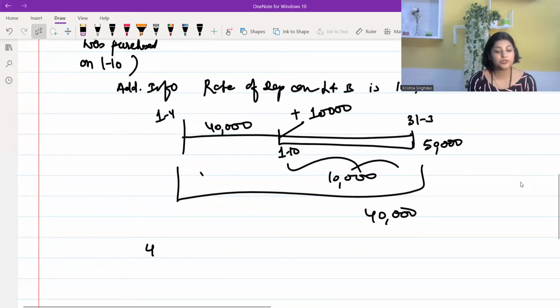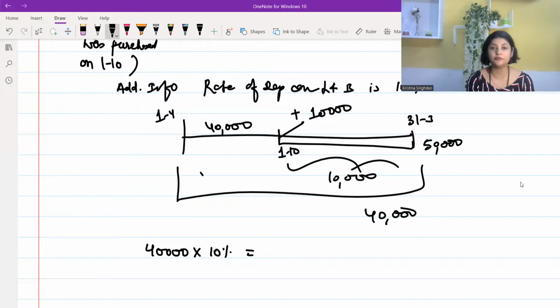So I am going to charge depreciation on rupees 40,000 at the rate of 10% for the full year. So this is going to be 4,000 rupees. But for 10,000 rupees, the building of 10,000 was acquired on 1st of October.